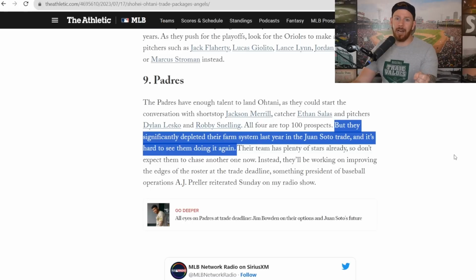Up next, he's got the Padres, and he did say here they significantly depleted their farm system last year in the Juan Soto trade, and it's hard to see them doing it again. So I agree with that. I don't think the Padres are going to be in on this. They're going to wait until the offseason, I think. But he does mention some players here.